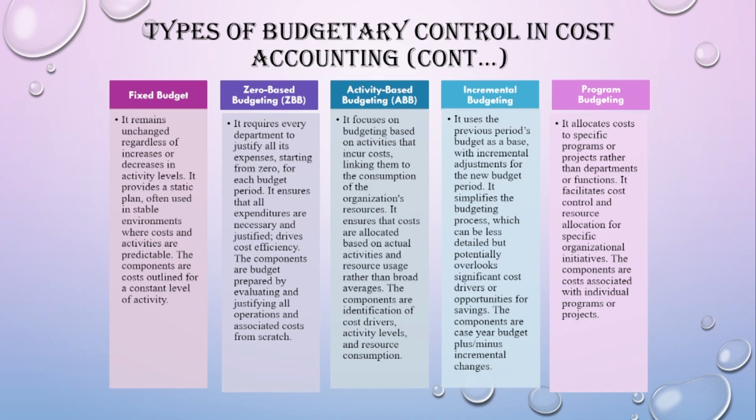Program budgeting allocates cost to specific programs or projects rather than departments or functions. It facilitates cost control and resource allocation for specific organizational initiatives. The components are costs associated with individual programs or projects.